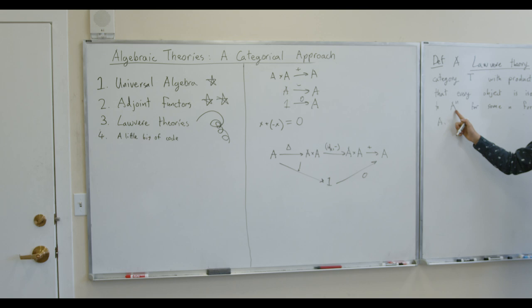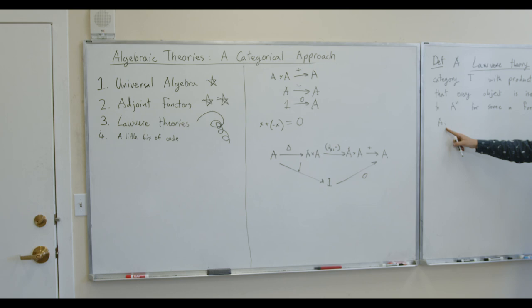Moreover, it's isomorphic to only one of them. So this sort of rules out the situation. Yes? Do we have to have one object that's isomorphic to A, or could they start by being isomorphic to A squared, and then another one could be A cubed? No. There's one fixed A, and then everything else is isomorphic to A to the N.